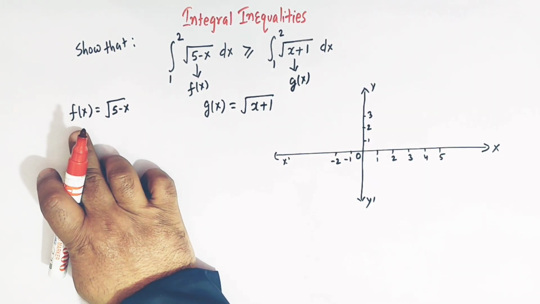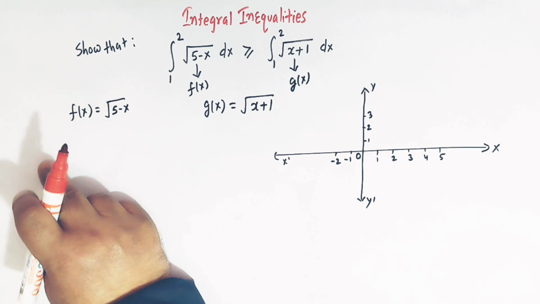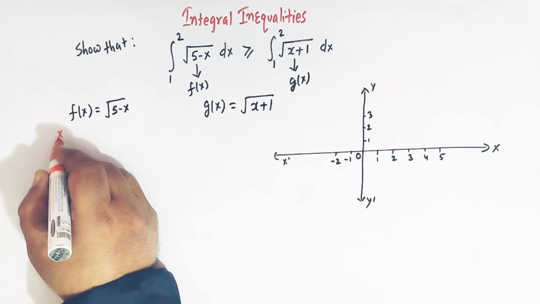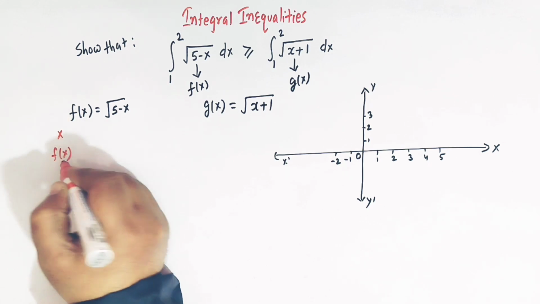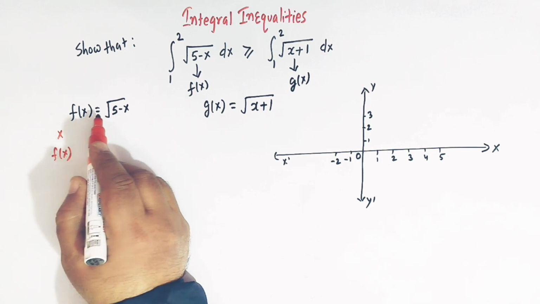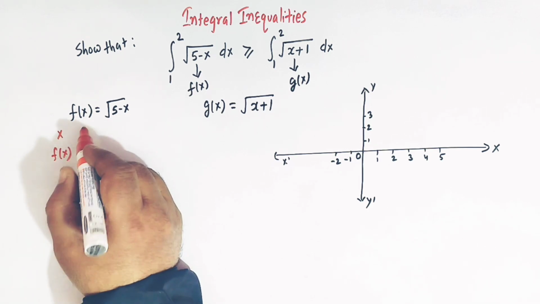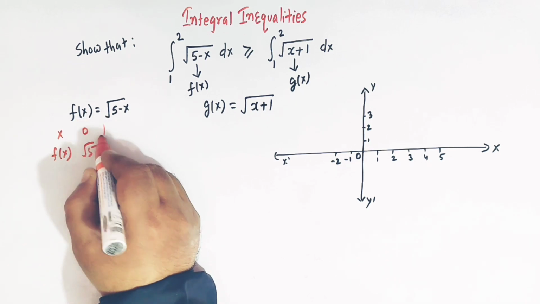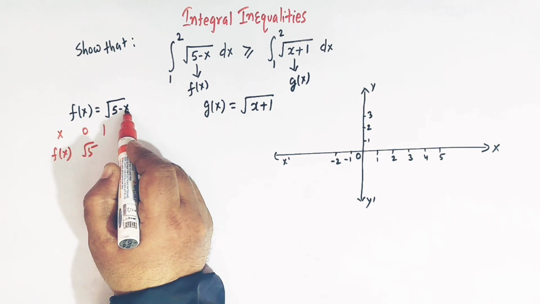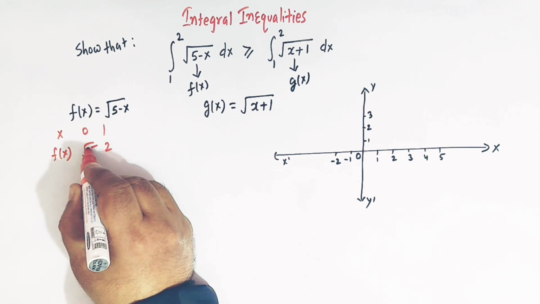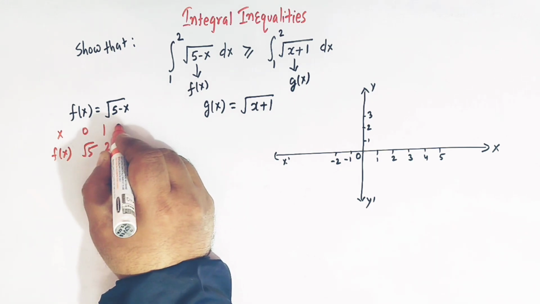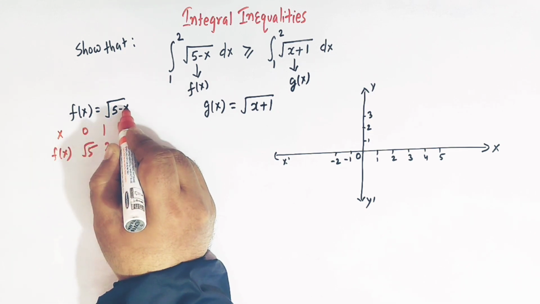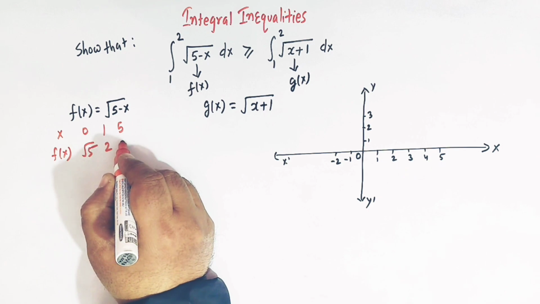To graph both the functions, let us take some particular values of x in f of x and g of x, right? So let us take here x and the corresponding value of f of x. Let us take 0. So f of 0 is square root of 5. Then take 1. This is 5 minus 1, which is 4. Square root of 4 is 2, right? And then we can take one more value, that is 5. When x is 5, 5 minus 5 is 0, so f of x is 0.